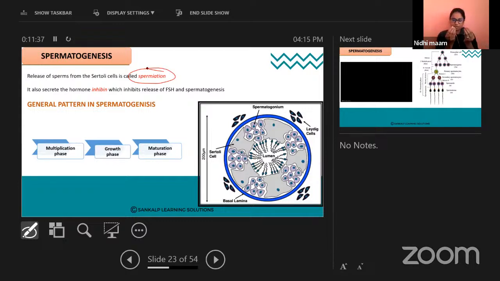So the developed sperms will be there. Here you can see these are the developed sperms. Okay, na? So these developed sperms will not be separated from the Sertoli cells. Sertoli cells ಗಳು ಅದಕ್ಕೆ ನ್ಯೂಟ್ರಿಷನ್ ಅನ್ನ ಪ್ರೊವೈಡ್ ಮಾಡ್ತಿರ್ತವೆ. So these sperms will be attached to the Sertoli cells like this, right? So the release of the sperms from the Sertoli cell, ಅದಕ್ಕೆ ನಾವೇನಂತ ಕರಿತೇವೆ? ಸ್ಪರ್ಮಿಯೇಷನ್ ಅಂತ ಕರಿತೇವೆ. Next, in spermiation too the Sertoli cell works. It also secretes the hormone named inhibin, which inhibits release of FSH and spermatogenesis.